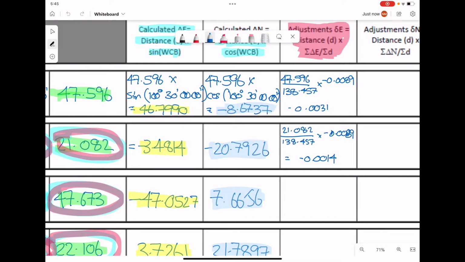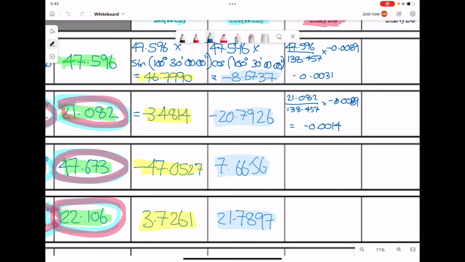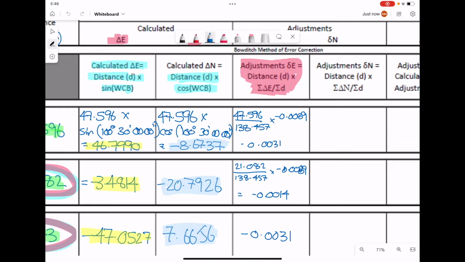Repeat the same calculation, updating with a new distance for each part of the traverse. The next cell, we would get an adjustment of minus 0.0031, and for the last row, using the distance of 22.106, you would get an adjustment of minus 0.0014. That's the adjustments column completed for the easterns.